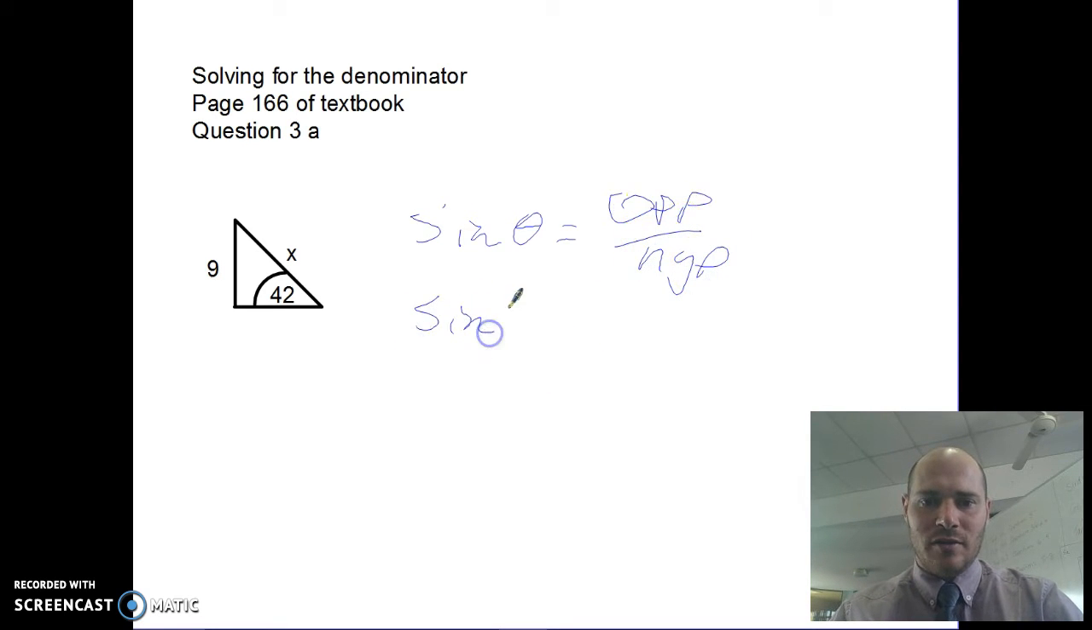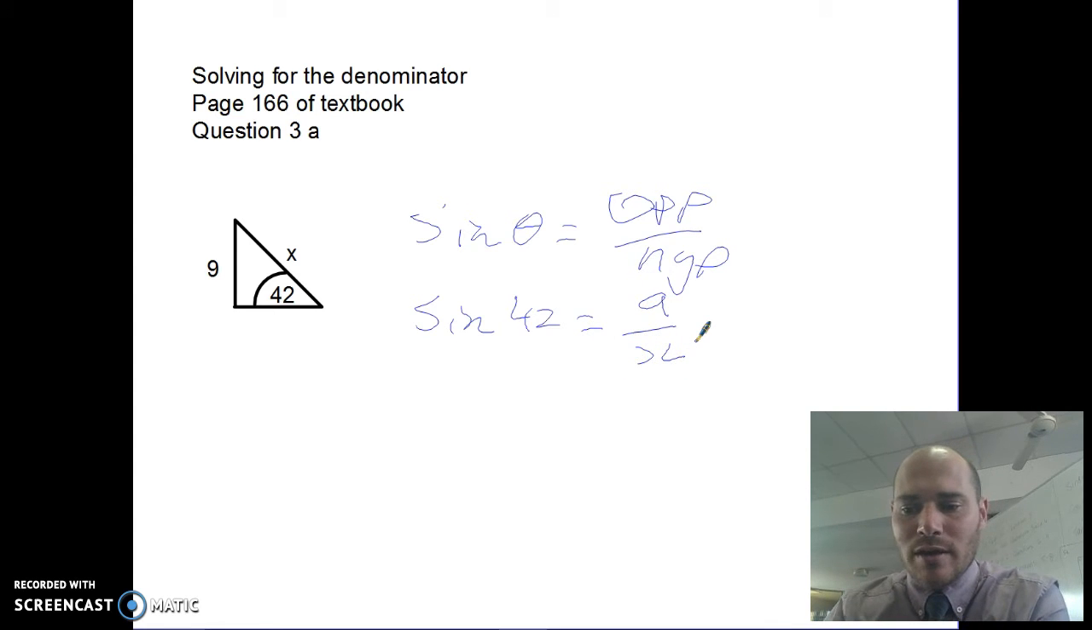So again, I fill in my blanks. Sine of 42 equals my opposite is 9 and my hypotenuse is x. Now this is where it gets a little tricky, possibly simple. I can't just go times x.